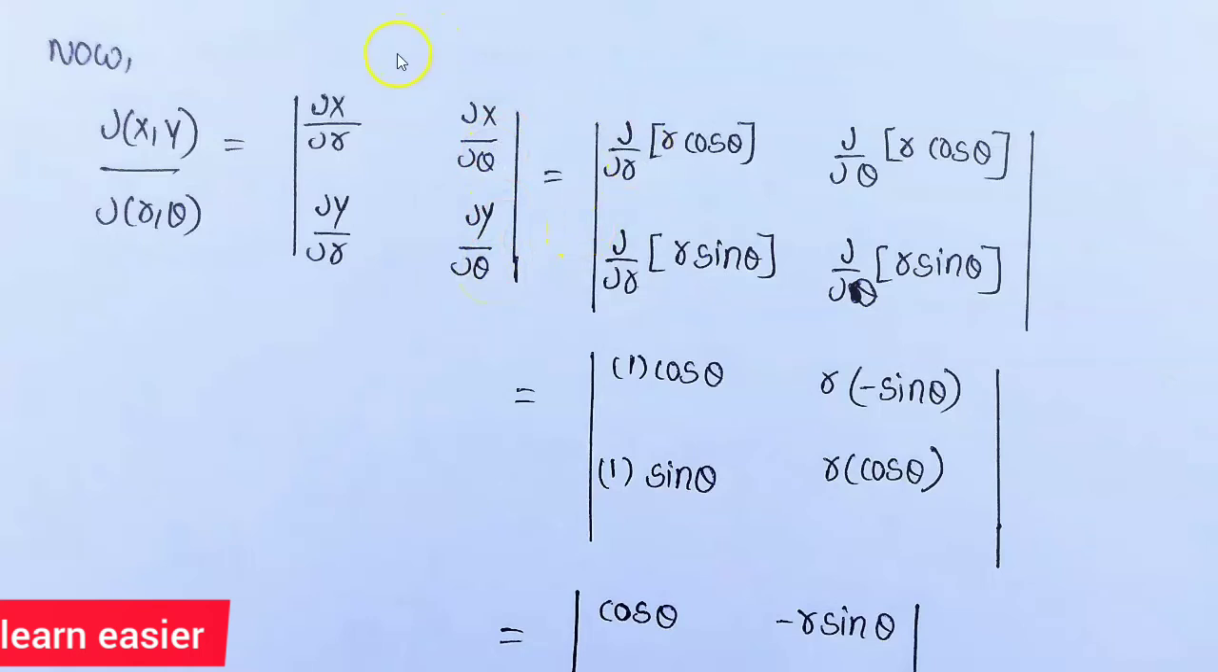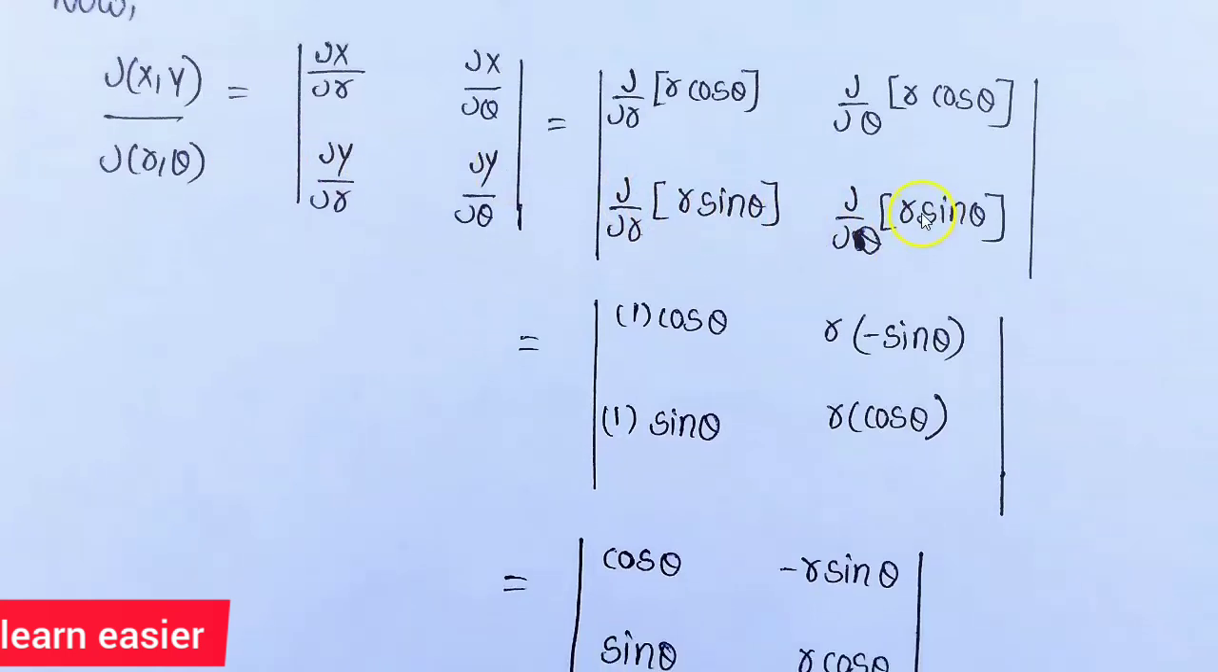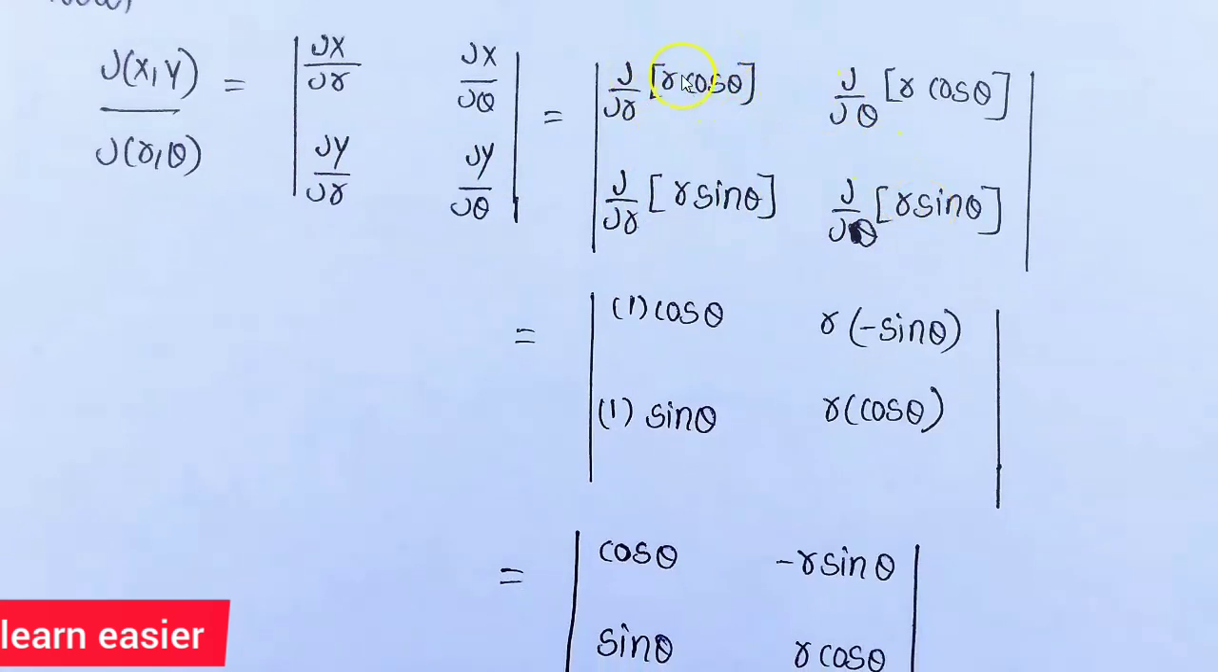Now x is what? r cos theta, and here also x, so here we are substituting r cos theta, and here we have y, so y is r sin theta, and here also y is r sin theta. Now we have to differentiate this term with respect to r by taking theta as constant. So derivative of r is 1, so 1 into cos theta, and here we have cos theta. Here we are differentiating with respect to theta by taking r as constant. So r is written outside, and derivative of cos theta is minus sin theta. And here we have r sin theta.